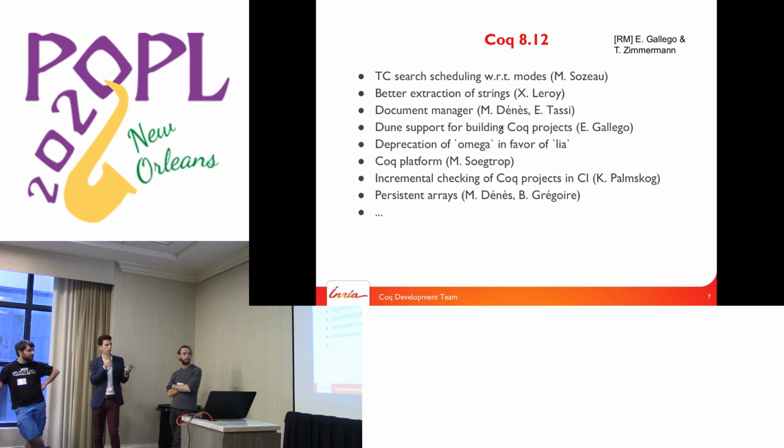Carl Pamskog is working on some projects around incremental checking of Coq projects in a context where you have continuous integration running on your Coq code. And I'm working with Benjamin Grégoire on adding persistent arrays to the Coq language. So this can be seen as the next step after integers and floating point numbers. And there are many other things in the pipes, but that already gives an idea.